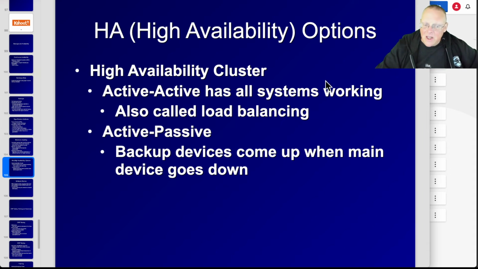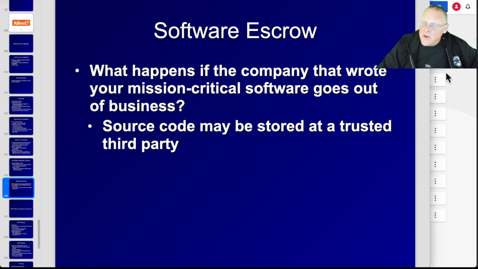High availability clusters are active systems with all the systems working, and that's load balancing. The active passive systems only turn on the backup system when the active one is down. And then there's software escrow. If you buy software that's critical to your business, what if that company goes out of business? Then you might store the source code at a trusted third party, so you'll get access to the source code if necessary.